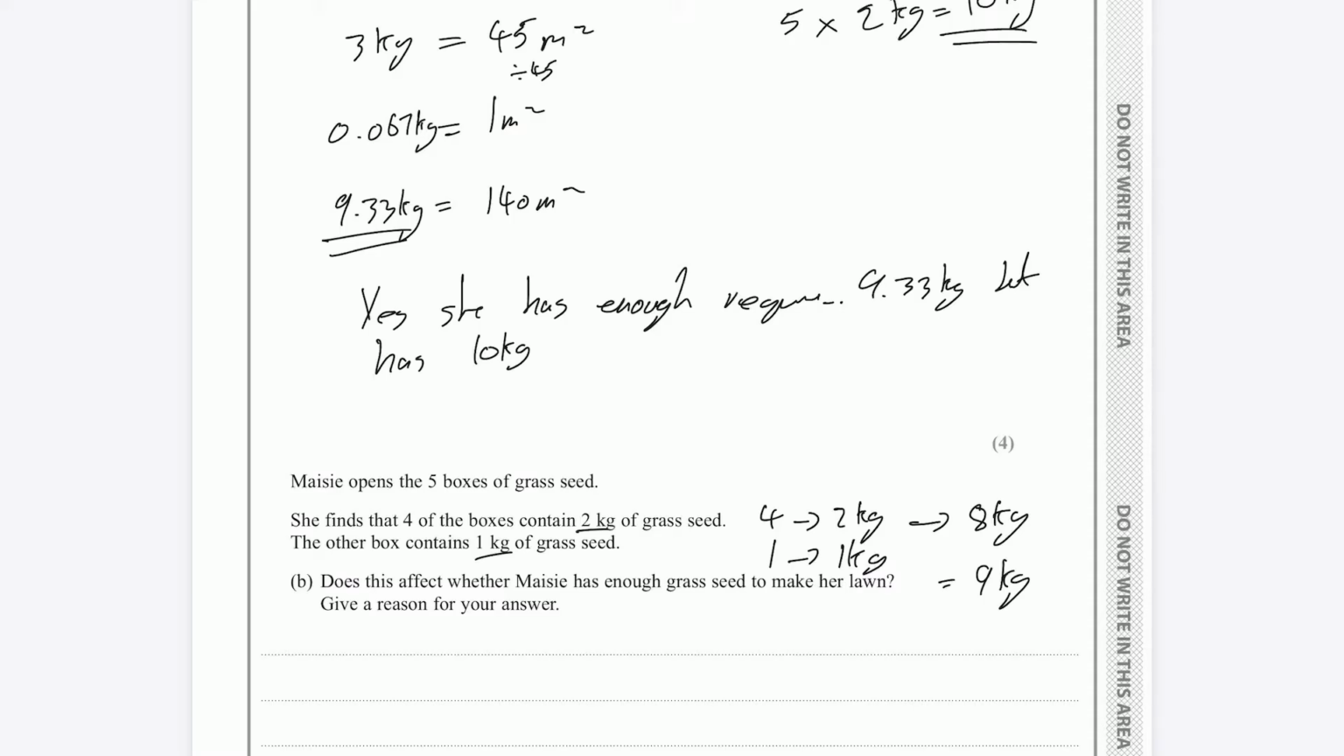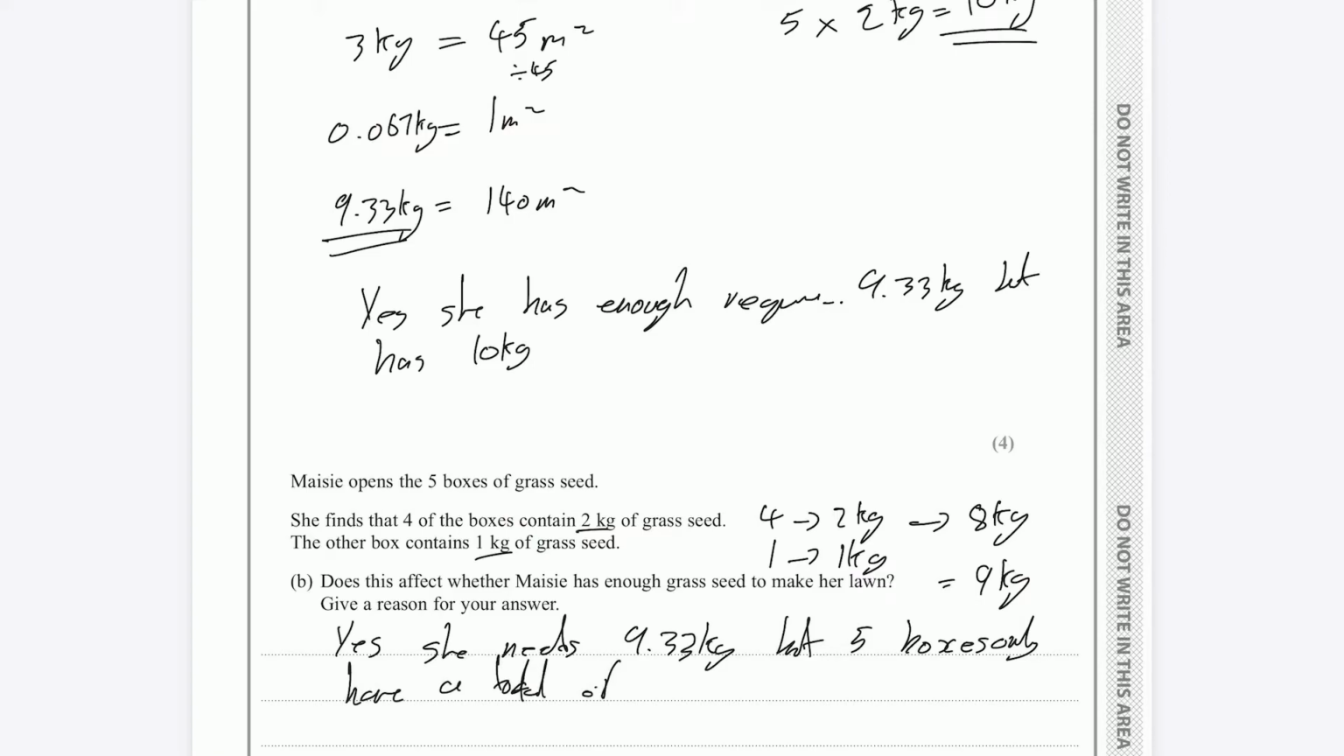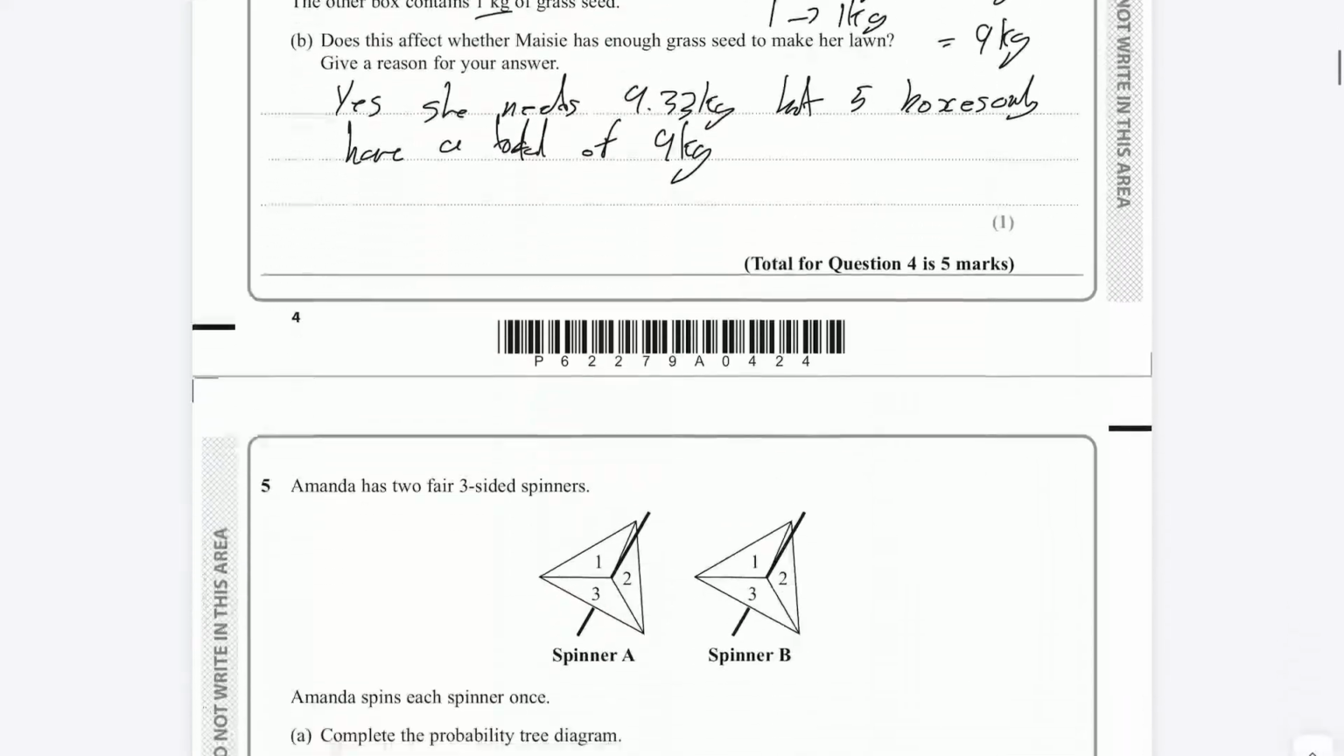Grass seeds to make her lawn. Yes, she needs, from what we've calculated, 9.33 kg, but the 5 boxes only have a total of 9 kg. And it's also good to leave this working out here as well, because the examiner can then see it.